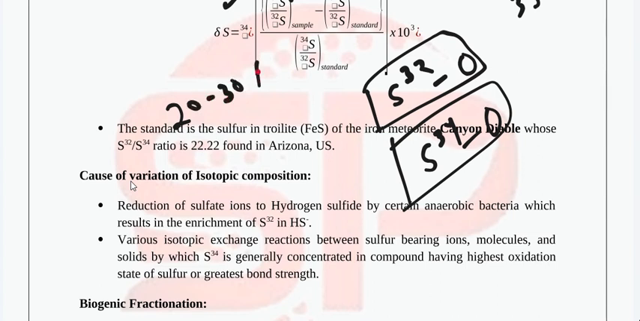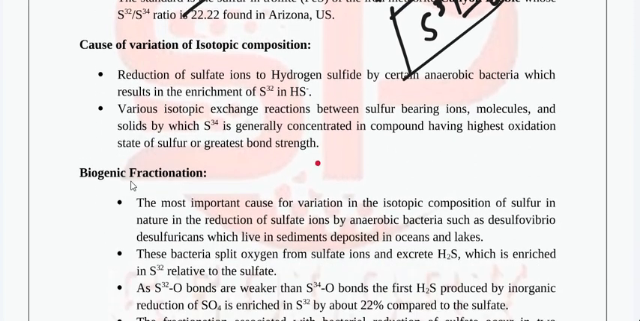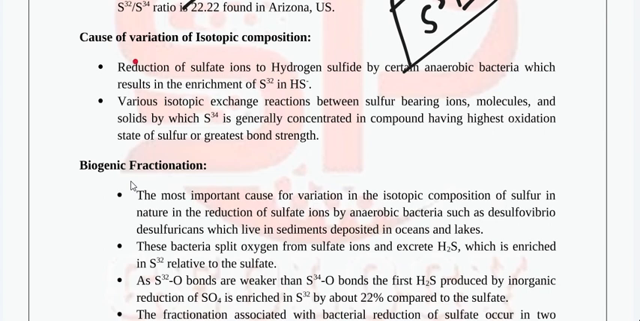The particular value should be written in coming slides. So S32 oxygen is much more prone to weathering or breaking, 20 to 30% more than the sulfur 34 oxygen bond. Basically sulfur fractionation occurs due to biogenic causes, sulfur reducing bacteria known as Desulfovibrio desulfuricans.